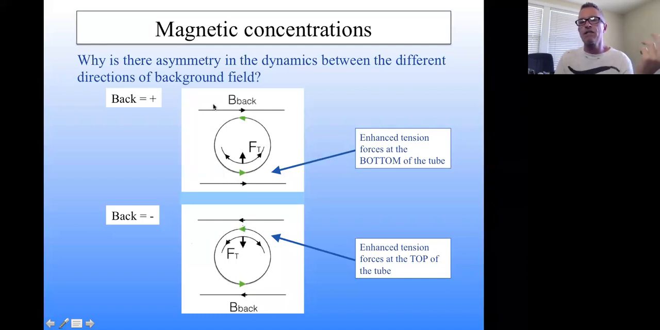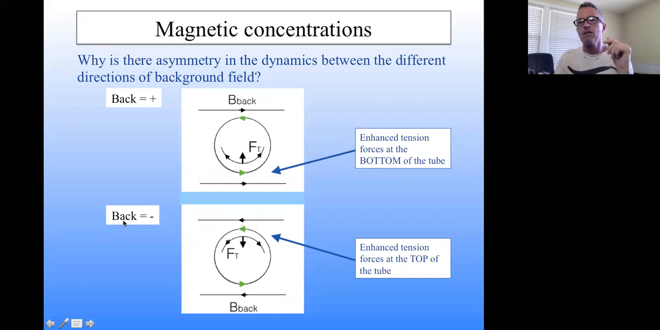Now, if I insert a background field from left to right, then that's opposing this field in the tube at the top, and it's enhancing it at the bottom. And what that does is change the tension in the tube. Seeing as I've increased the field strength in the bottom of the tube, it enhances the tension at the bottom of the tube. And seeing as tension is related to curvature, it points upwards. So this one actually gets a net upward force.